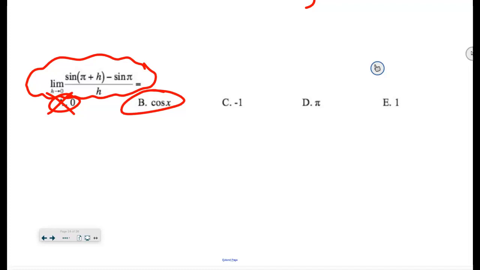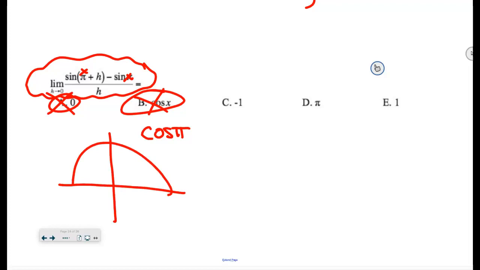Because you want a value. This is at a specific x; if there was an x here, then my answer is b, a function of x. But this is that function at a specific x value. So this is really cosine of what? Pi. Now we need to make sure that we know our unit circle and don't choose e, the third best wrong answer, right? What is it?